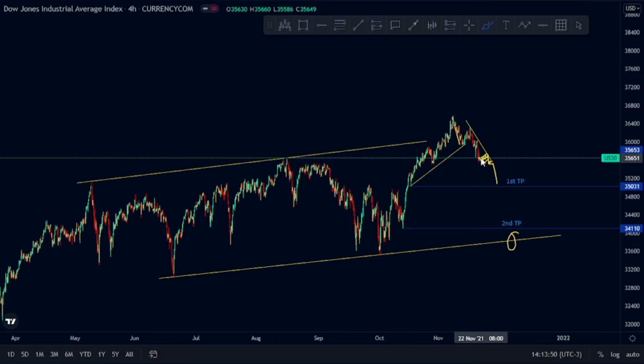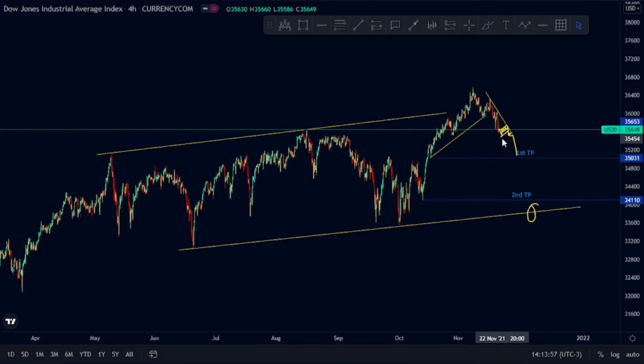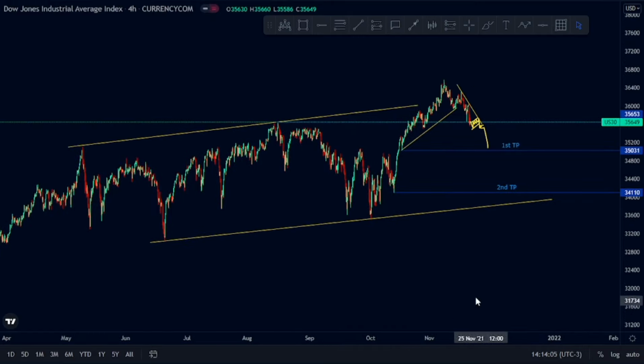Wait for that continuation. Since the market is impulsive on the 4 hour, wait for that solid continuation. Continuation from that point there up until this level. From there, you can start to look for those swing buys. So I think that's it for US30.